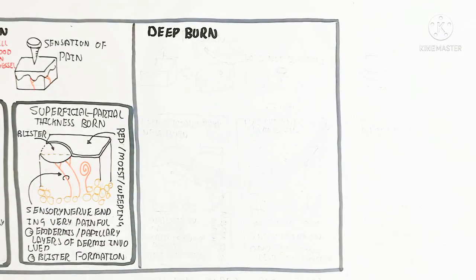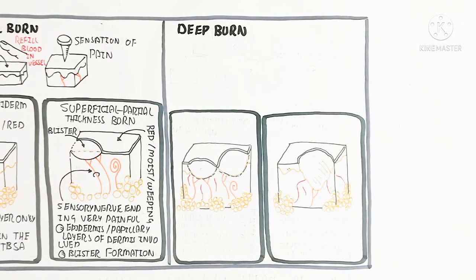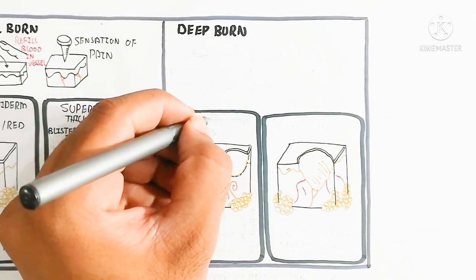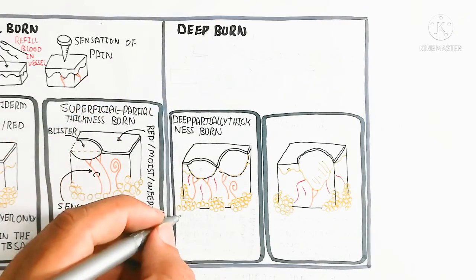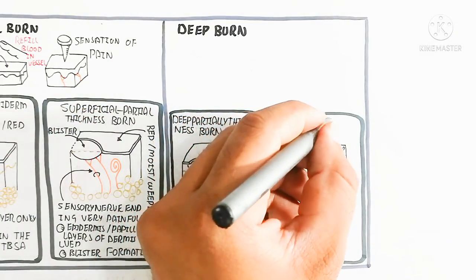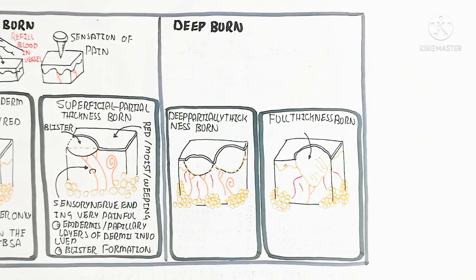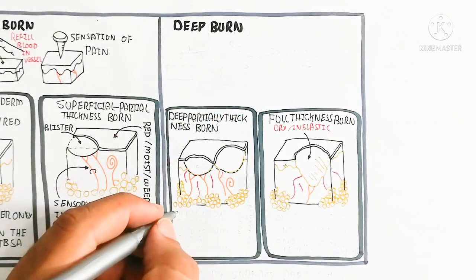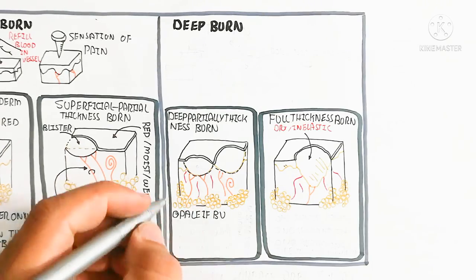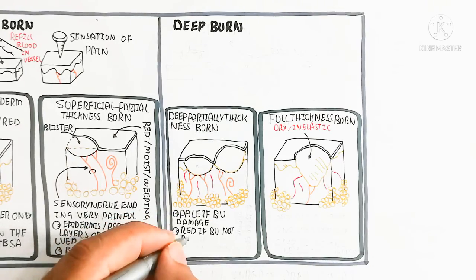Let's begin to understand the deep burn. The deep burn is also classified into deep partial thickness burn and full thickness burn. The deep partial thickness burn is characterized by being pale if the blood vessel is damaged, and red if the blood vessel is not damaged, with no sensation due to the loss of free nerve endings, and blisters that easily rupture, as shown in the figure.